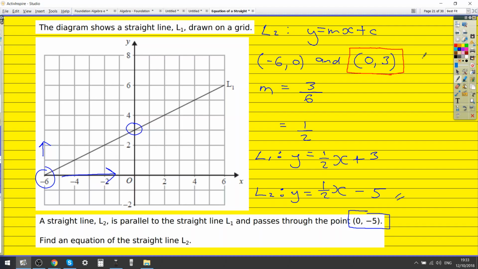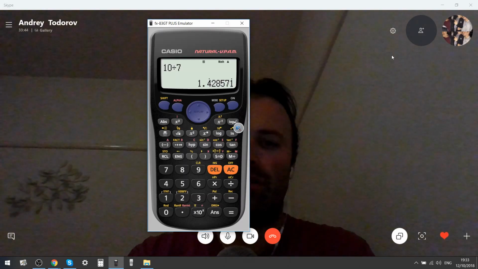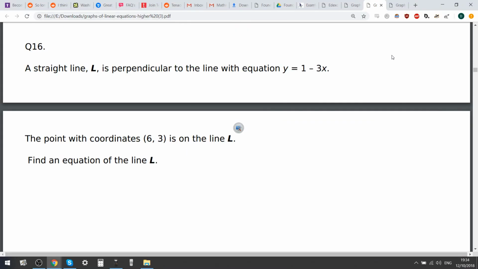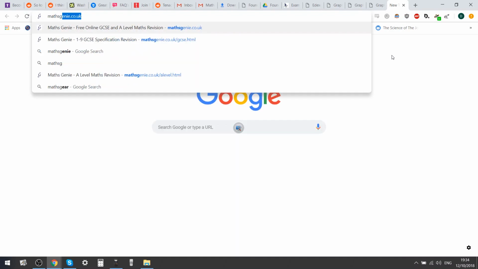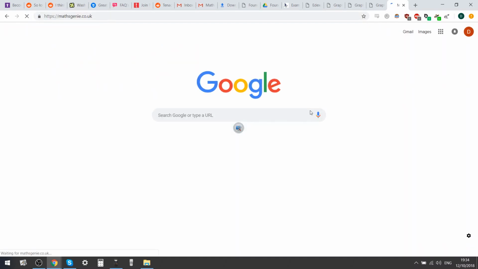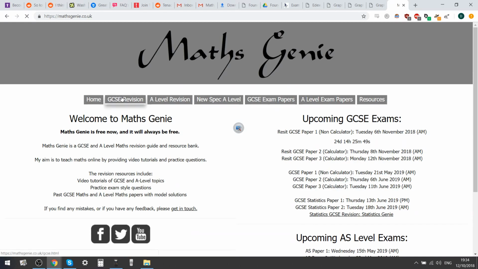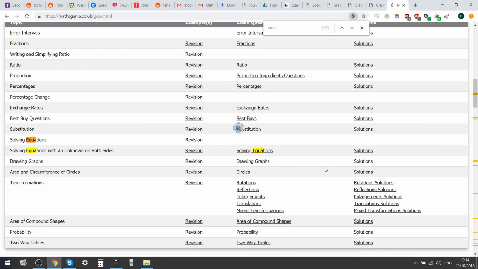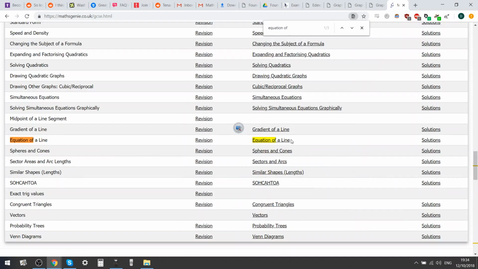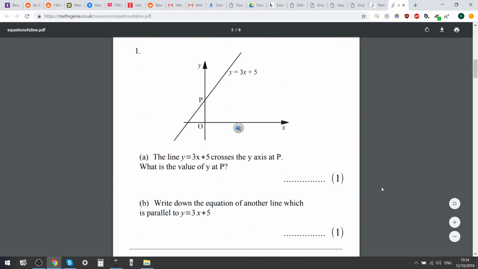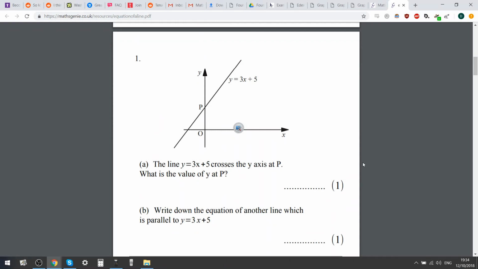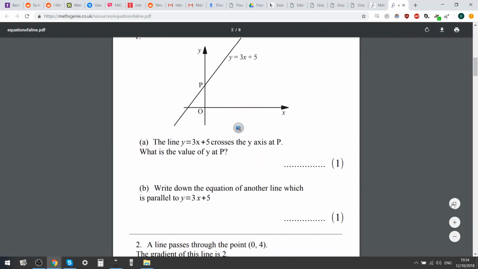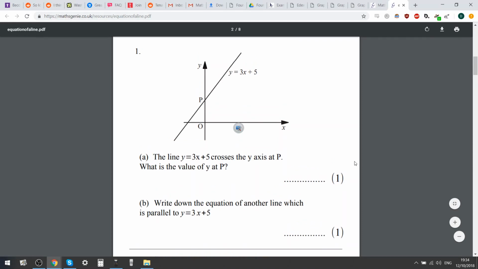Okay. So let me just change to a different worksheet that I have, because it does the two separately. But basically, if you have to find the equation of a straight line, all you have to do is find m and c, gradient and intercept, and then just sub them into y equals mx plus c. These are pretend exam questions, but they're good for this. Okay, so this one, let's try it.